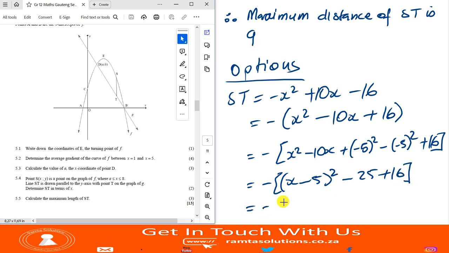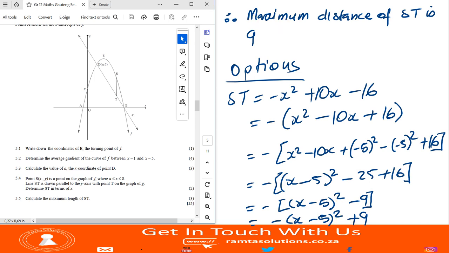So this is x minus 5 all squared minus 9. Therefore, what is this? This is minus (x minus 5) all squared plus 9. Do you guys see that? Plus 9. Therefore, maximum distance is 9. Such a beauty.